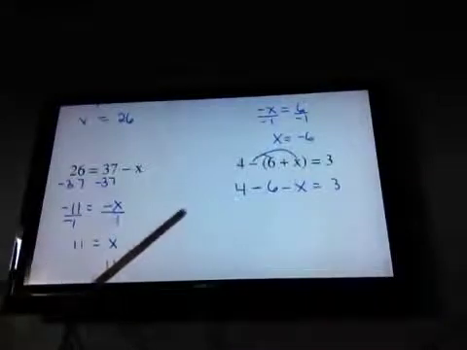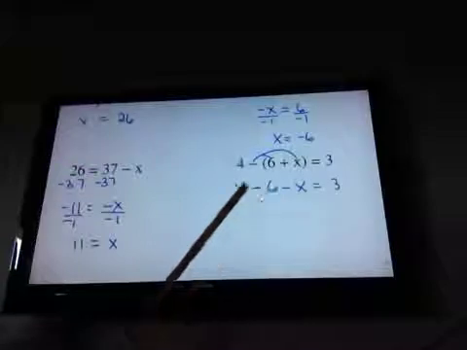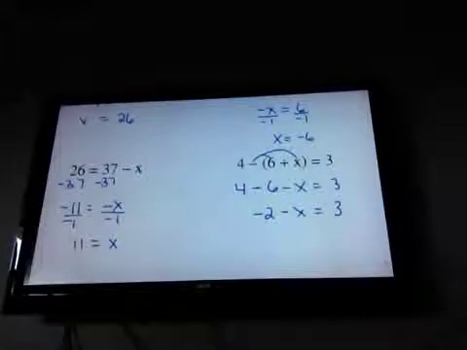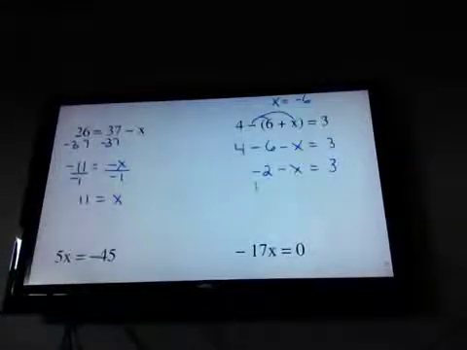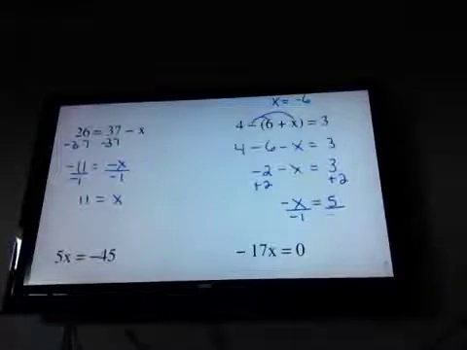This is what I was talking about earlier, that if you have like terms that can be combined, do that before you start moving from one side to the other. So 4 minus 6, -2. Now I'm going to add 2 to both sides. So -x equals +5. And again, I'm going to divide by -1. And x equals -5.